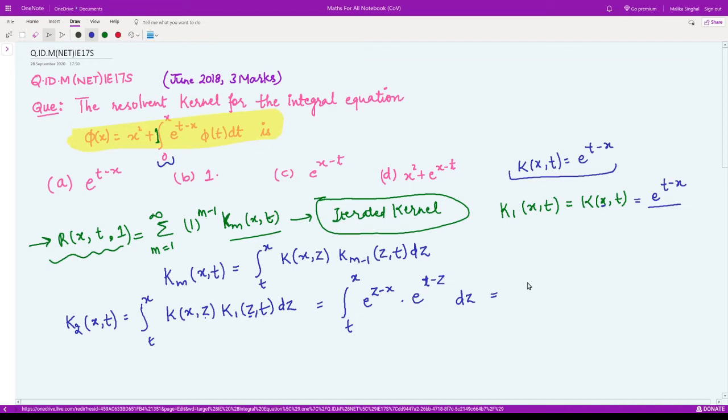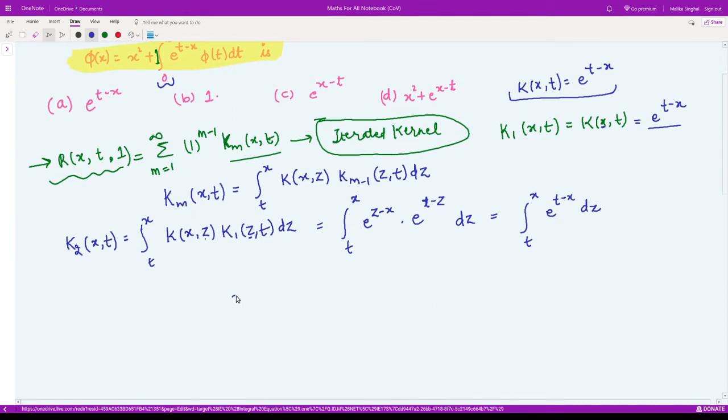So what do we get? We get integration from t to x, e to the power, if the base is the same, the powers would add up. So it would lead to e to the power t minus x dz. So now the integration is with respect to z, so this term e to the power t minus x comes out. We are left with integration from t to x 1 dz. So it would be e to the power t minus x multiplied by x minus t. So this is our second kernel, right?